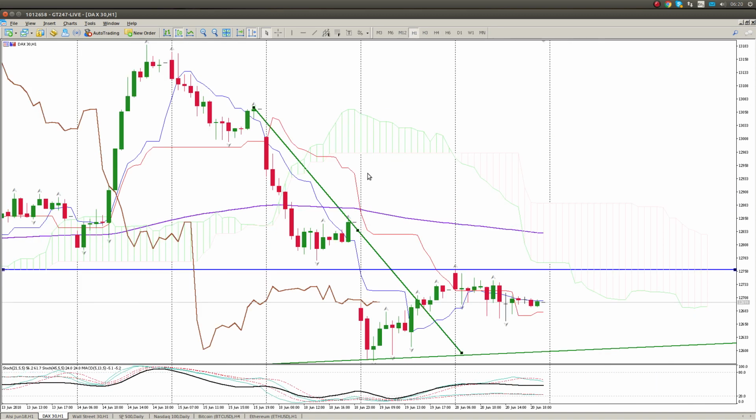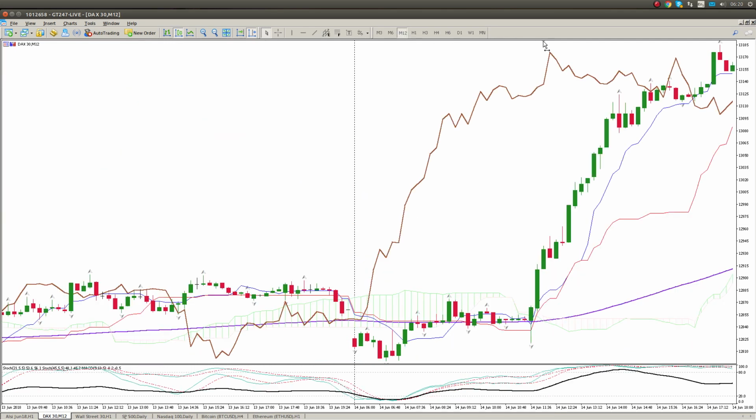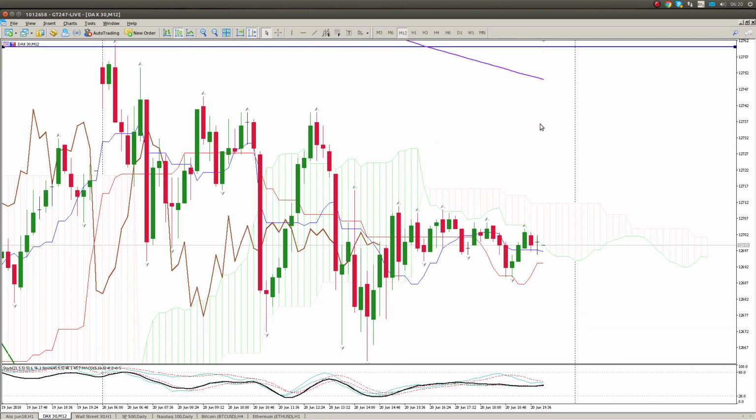On the 1-hour, we do have quite a thick cloud to get through, so I suspect we're going to have some more sideways motion today. Just looking at the 1-hour, there's only one positive signal, and that's a golden cross on the Tenkan and Kijun. Okay, I'm just going to drop one level down to my trusty 12-minute, and you'll see total chaos at the moment. There's absolutely nothing here indicating any form of direction.